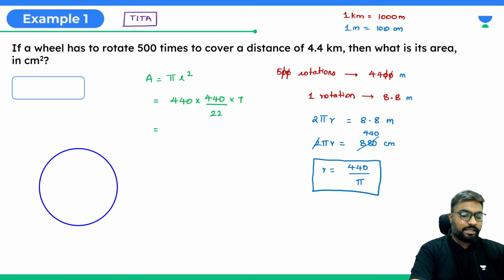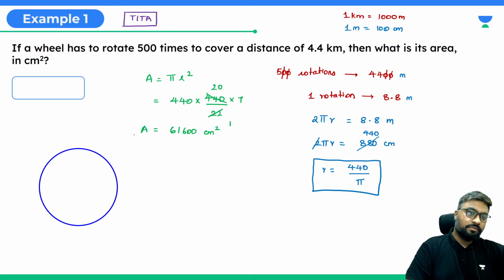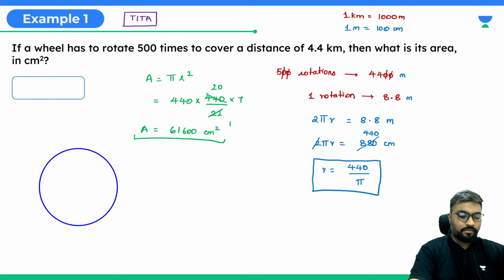Are you guys able to get this, everybody? So 22 once, 440 is what? 20 times. Yes, so we have 7 into 440 into 20, which is 61,600 centimeters square. Okay, I hope you are able to understand.